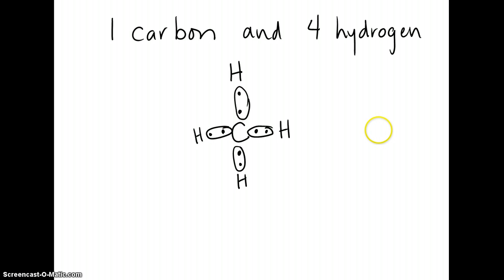So what does that look like as a molecular structure? I simply make these into a line, and so I have this being my molecular structure. And that shows exactly where these electrons are located. So how does that look as an electron cloud?